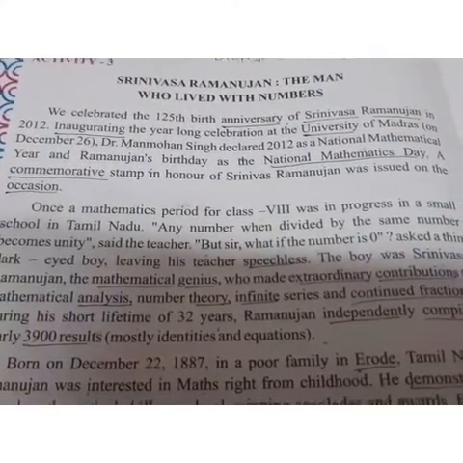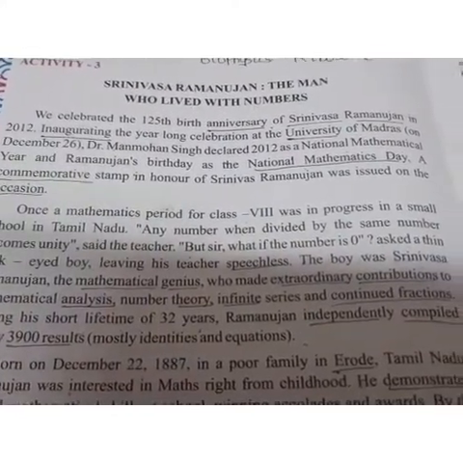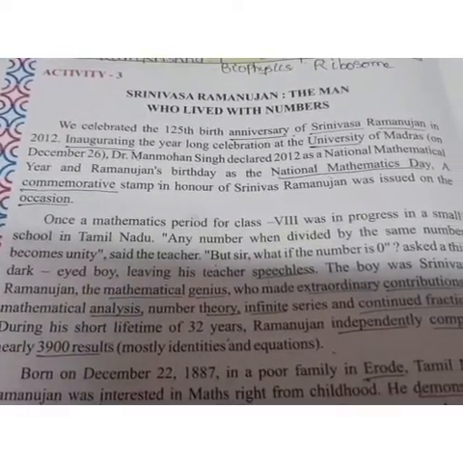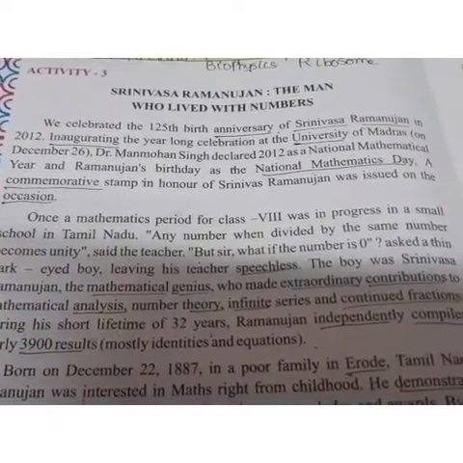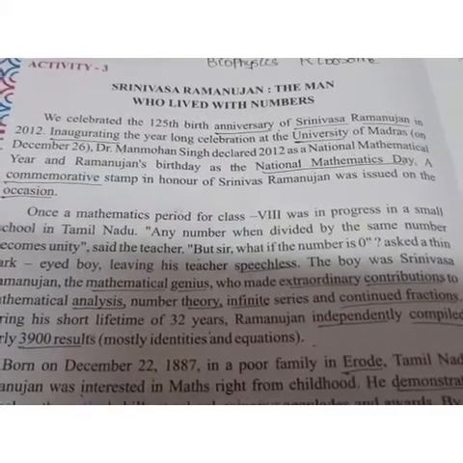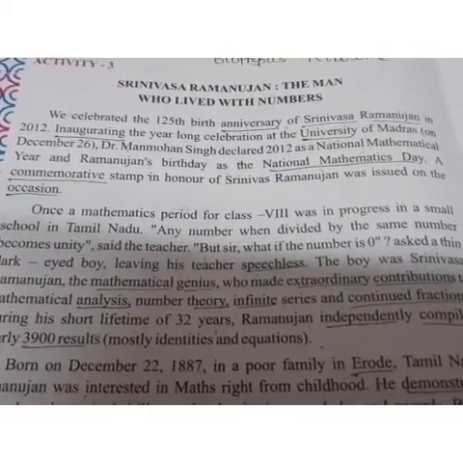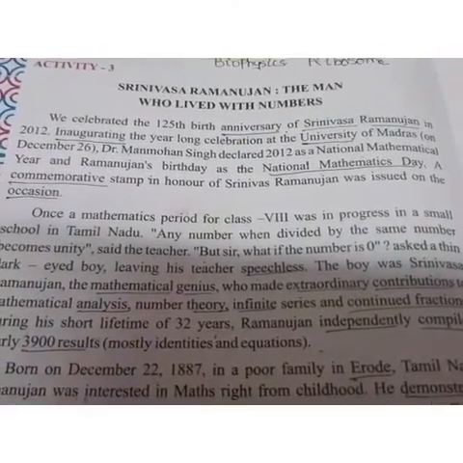During his short lifetime of 32 years, Ramanujan independently compiled nearly 3,900 results, mostly identities and equations. So his lifespan was very short. He just lived for 32 years. That means at the age of 32 he died.